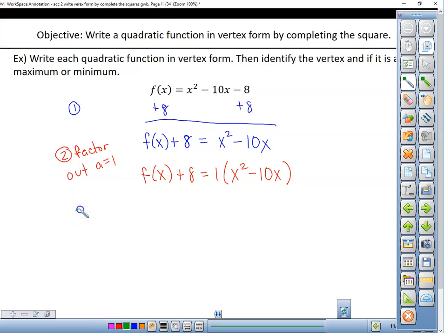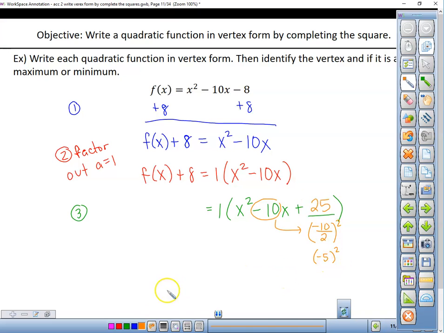So now we're to the step where we're going to figure out what we need to add after the minus 10x that will create our perfect square trinomial that when factored will become our x minus h quantity squared. So again, we take our b value, which is this negative 10, and we divide that b value by 2, and then what we get there we square. So negative 10 divided by 2 is negative 5. Negative 5 squared, negative 5 times negative 5, would be positive 25.